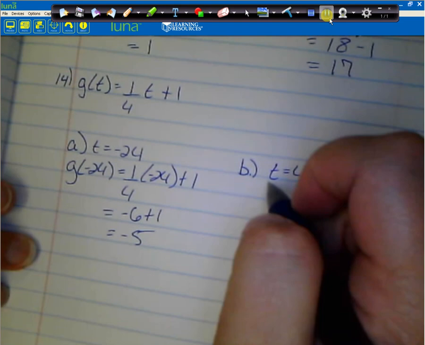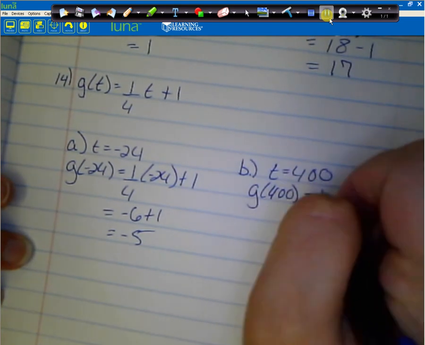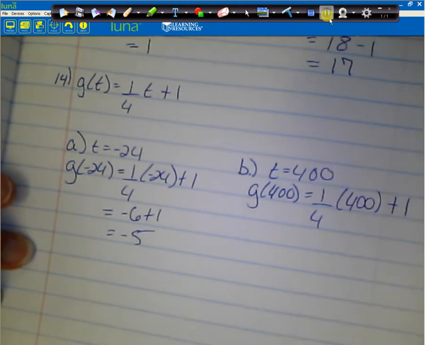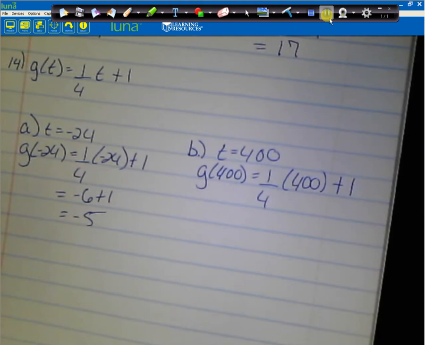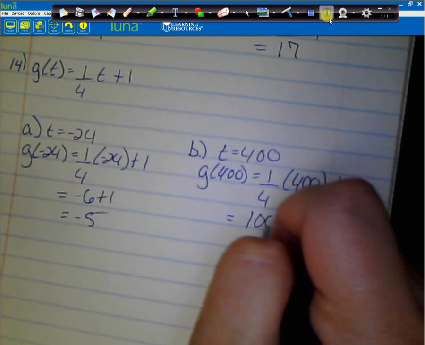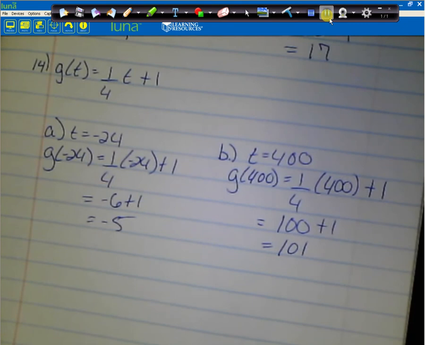Now we're going to evaluate at 400. g of 400 equals 1/4 times 400 plus 1. Let's get that over a little bit so you can make sure and see. 1/4 of 400 is 100, and 100 plus 1 is 101. So function g evaluated at 400 gives us 101. Take a minute, make sure you have that copied down before you move on.